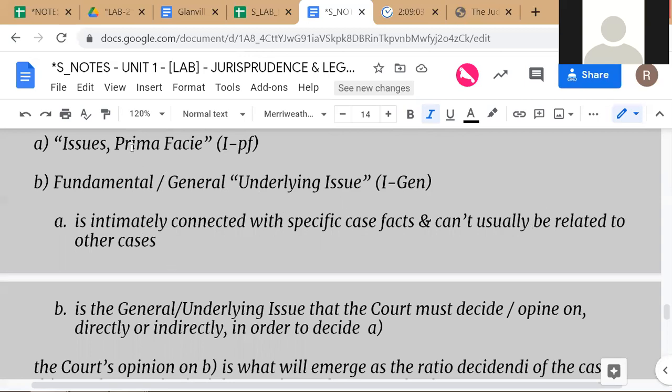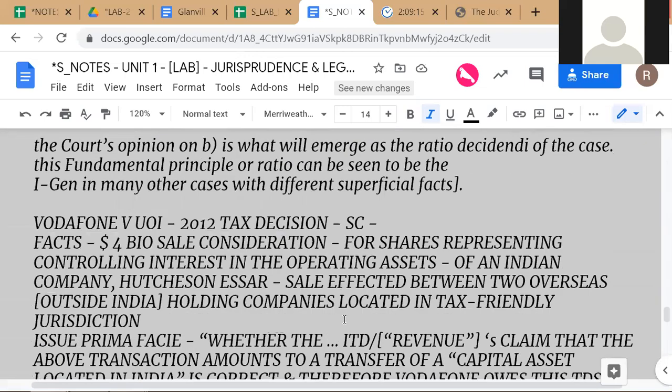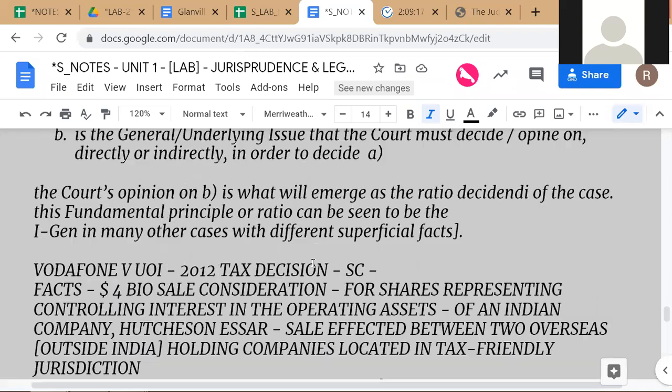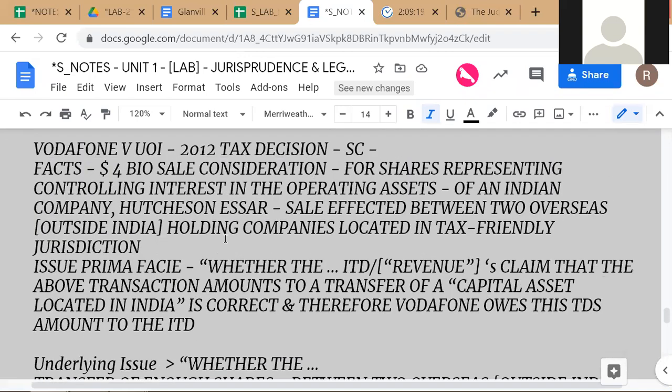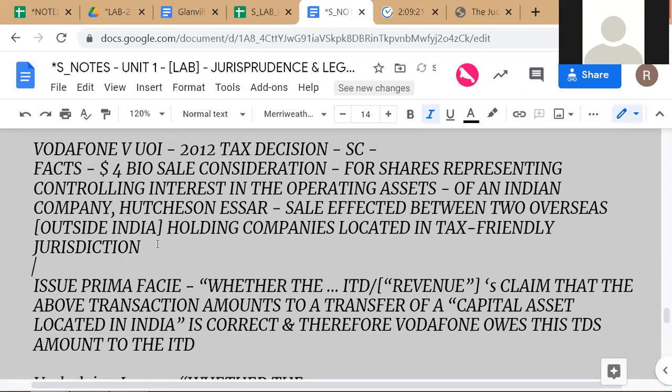Because you can't take names like Vodafone and Hutchison SR to another case involving Airtel or involving Nokia, etc. So you can't take it to those cases. So this issue is very, very case specific. The statement of the issues prima facie is very case specific. All right.